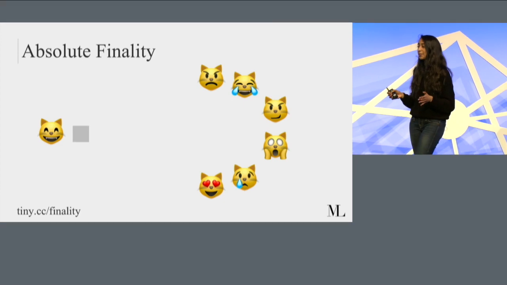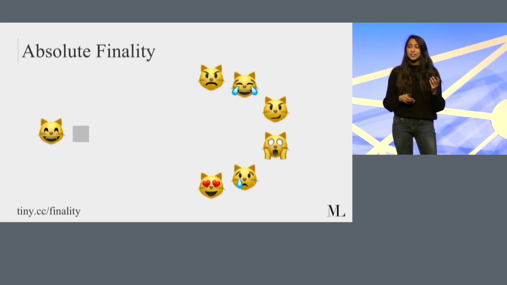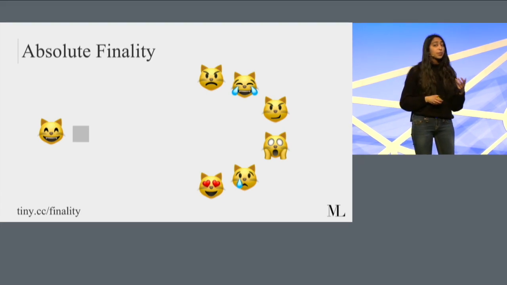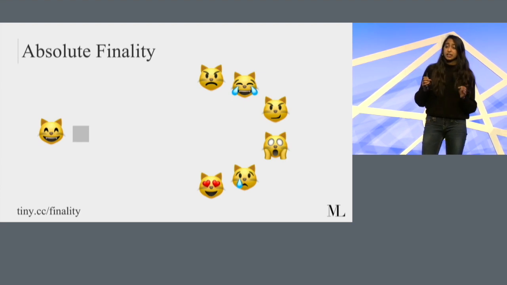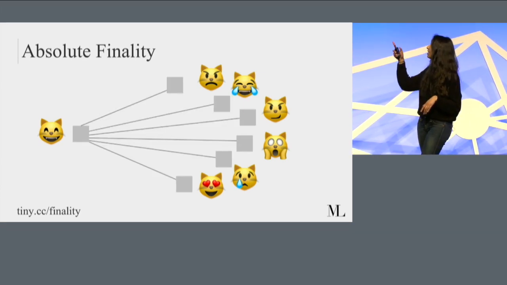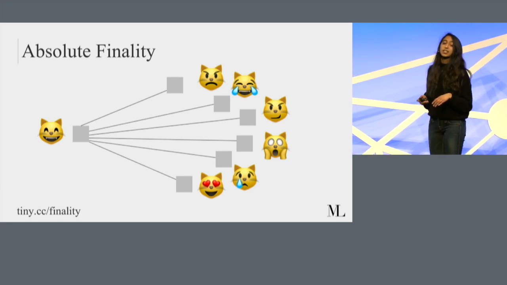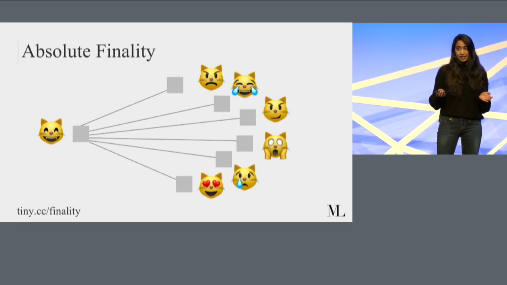Then we have absolute finality. And this is the type of finality that's followed by PBFT-based protocols. So this would be protocols like Tendermint, if you're familiar. And in this case, we have a leader that's going to propose a block, and then that leader is going to go ahead and send that block to a committee, and it's the committee's job to decide if that block is valid or invalid.